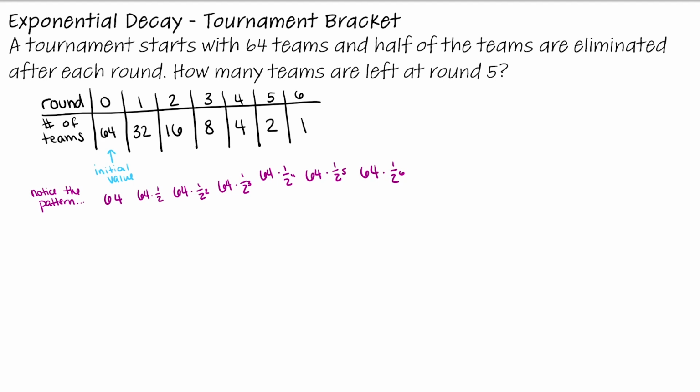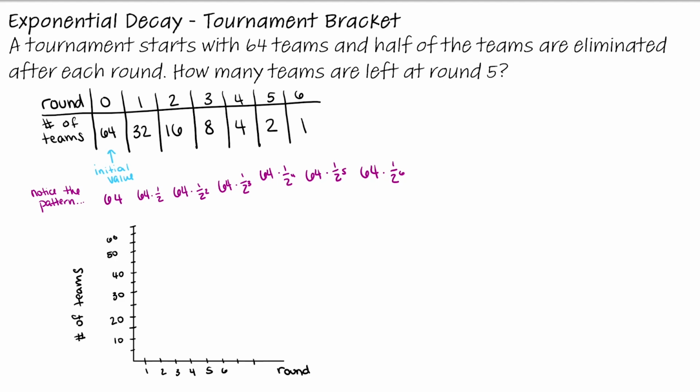And if we graph that, we'll see that decay. We see the huge drop from round 0 to round 1, and then another large drop from round 1 to round 2, and then it starts to kind of flatten out until the graph ends at round 6. So we absolutely do not have continuous growth here because we cannot keep having rounds of this tournament with 1 team left.